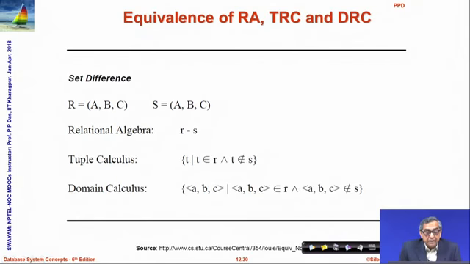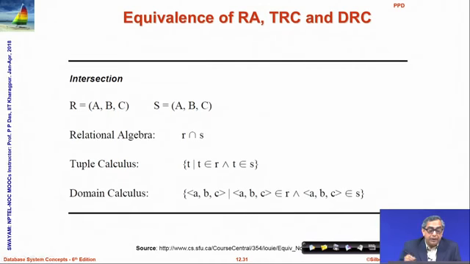Set difference is again very straightforward, because that is in fact set theoretic, whatever operations we have there. The relational algebraic definition itself is a tuple calculus formula. You can expand them out and write in the domain calculus as well. Intersection plays out in the same way, tuples that belong to both R and S.